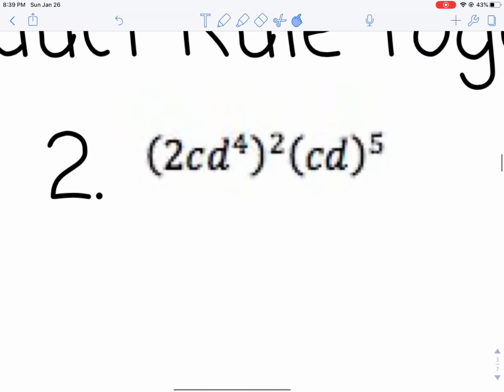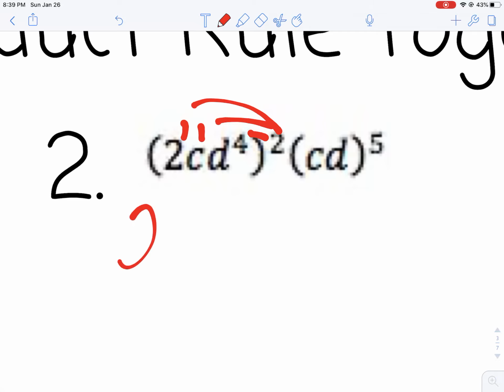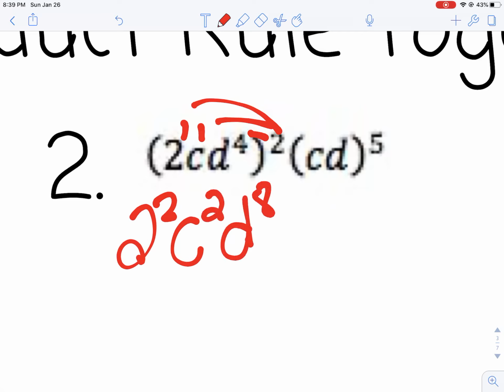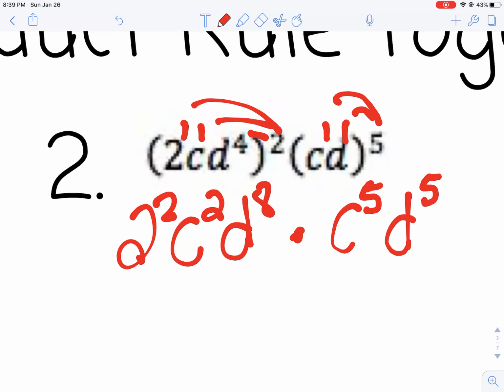Same process with that very next one. You have to distribute the outside exponent to everything on the inside. So that 2 has an exponent of 1, so 1 times 2 gives me 2 squared. Same with my c. 1 times 2 is 2. 4 times 2 gives me d to the 8th. My c and my d have an exponent of 1. So c to the 5th, d to the 5th when you take care of that power to a power.